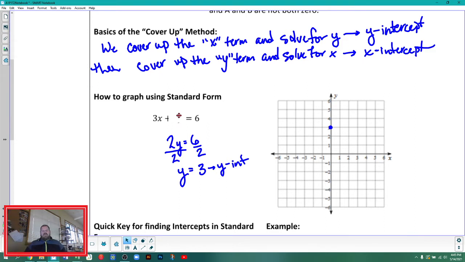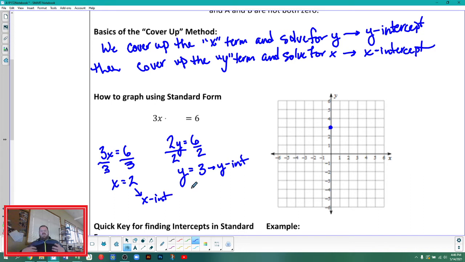Then I'm going to go back to my original equation and cover up the y term. So notice some specifics. When I covered up the x term, I didn't cover up that sign because if it's a negative, I need to know that it's a negative. And so when I cover up the y term, I am going to cover up that sign because if I don't, then I get 3 plus equals 6. That seems weird. Okay, so cover up the sign and I get 3x equals 6. And I'll solve it for x, dividing by 3. And I get x is equal to 2. And that's my x-intercept.